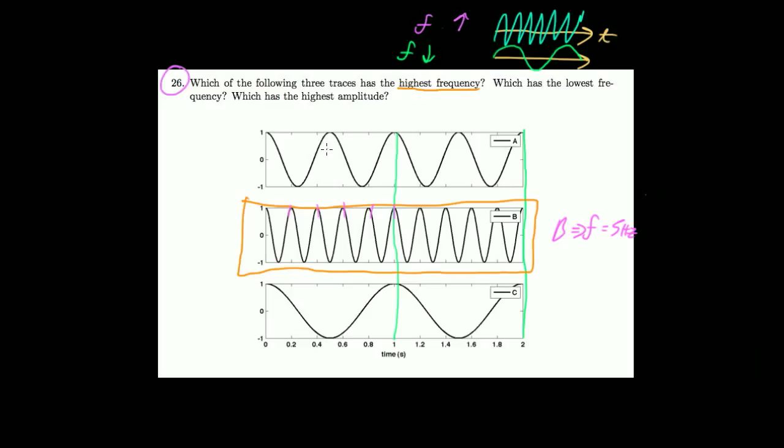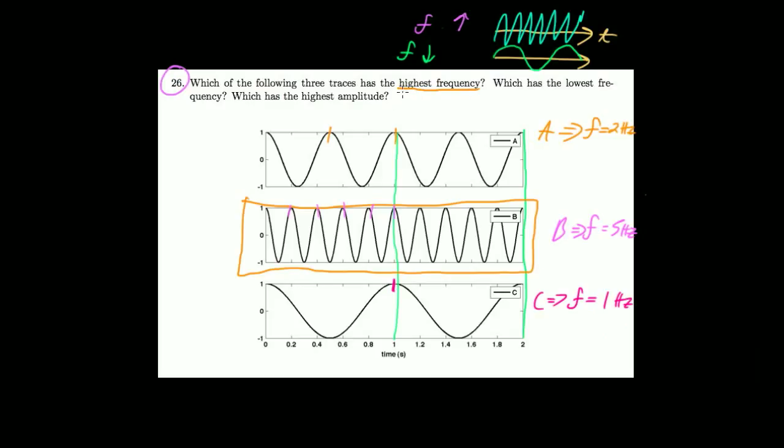I can do the same thing up here. I can see that this signal is repeated once, twice. It's repeated 2 times in 1 second. So for A, the frequency is 2 hertz because it's repeated twice in 1 second. And then finally down here, I can see that for graph C, it is only repeated once in 1 second. The frequency is 1 hertz.